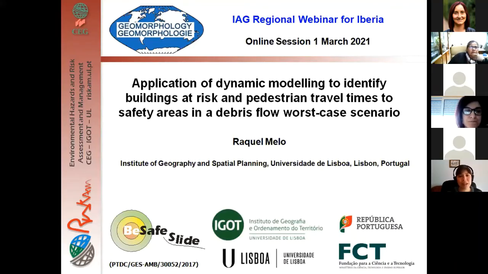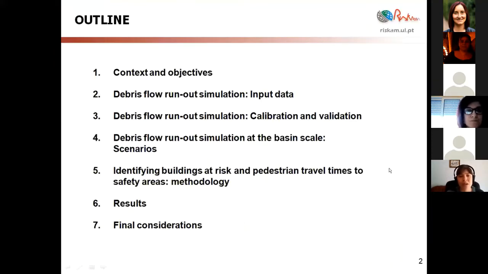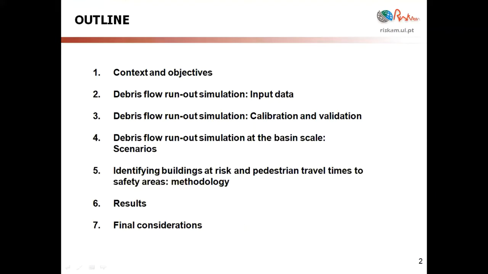So in this presentation, I will talk about the application of dynamic modeling to identify buildings at risk and pedestrian travel times to safety areas in a debris flow worst case scenario. This presentation has two components: the implementation of the debris flow dynamic simulation, and afterwards the use of this dynamic simulation to identify the buildings at risk and the pedestrian travel times to safety areas.